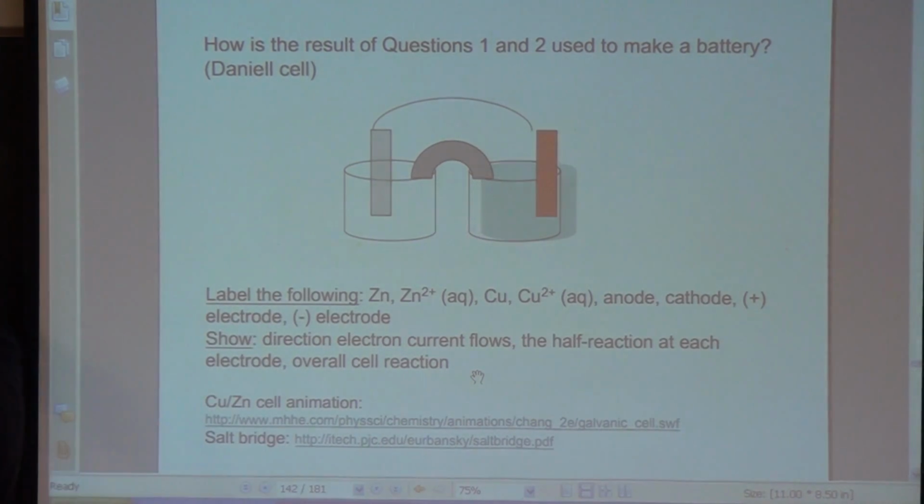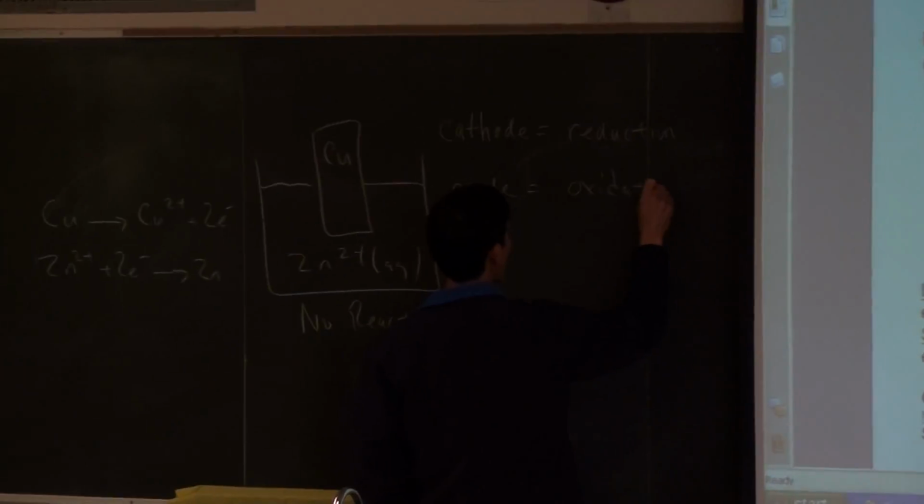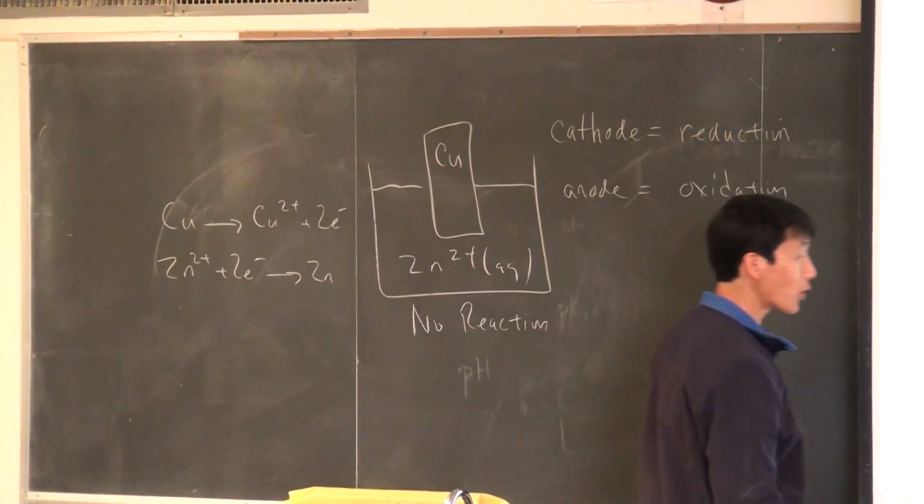Okay, so I think we talked about this lab. The cathode is the electrode at which reduction occurs. Okay, so the cathode is where reduction occurs. And then the anode is the electrode at which oxidation occurs.